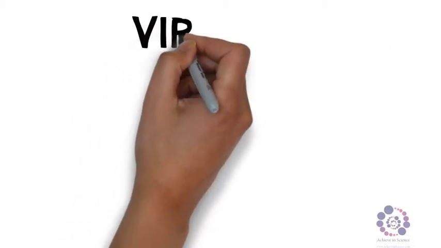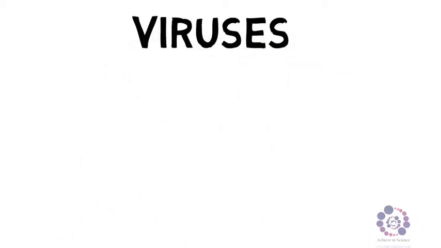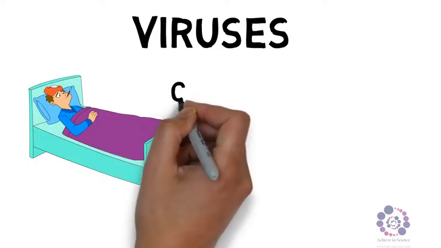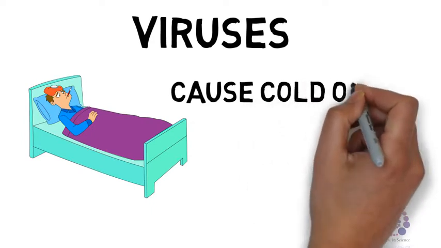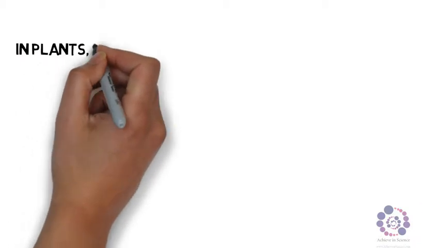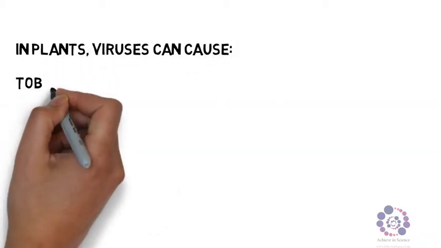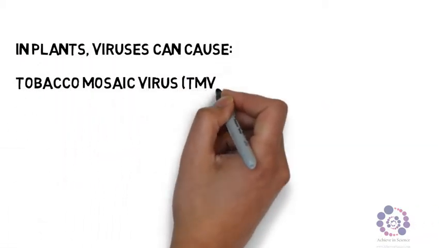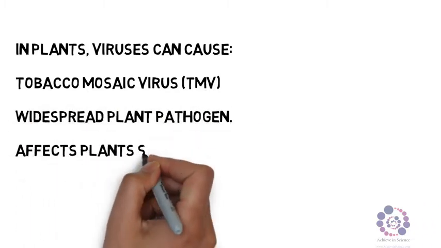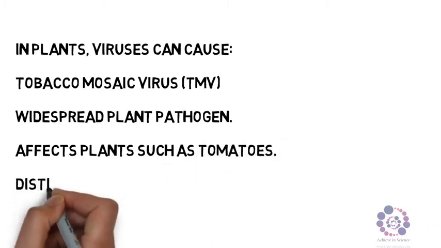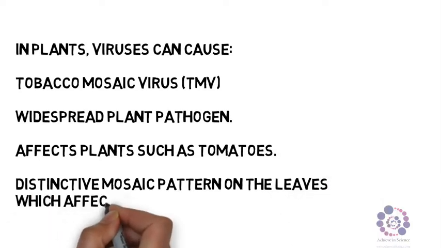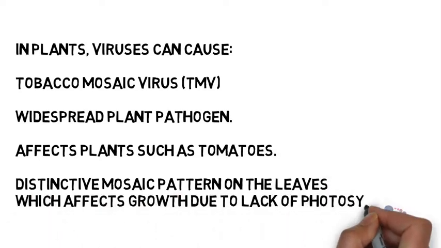Let's look at viruses then. Well, viruses are the cause of colds and of flus. So let's have a look at some of the other things that viruses can do and what they can cause. Let us begin with plants first. Well, viruses can cause tobacco mosaic virus, TMV, which is a widespread plant pathogen. It affects things like tomatoes because it causes a mosaic pattern on their leaves, which prevent growth due to a lack of photosynthesis being able to occur.